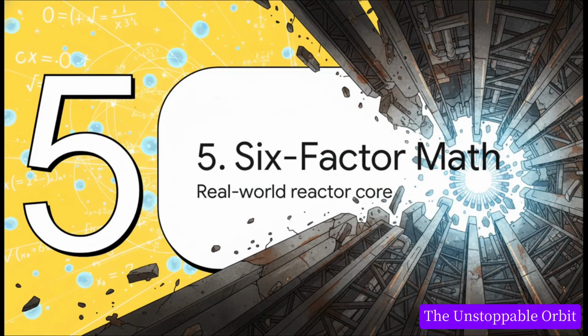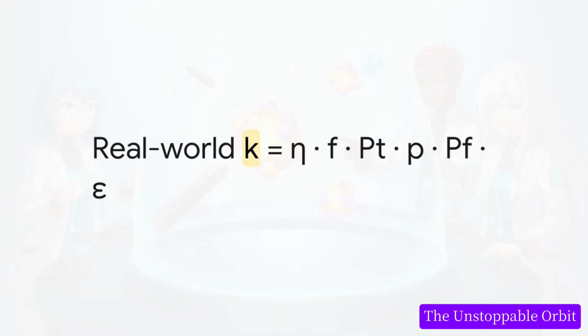Moving right along to part 5, the 6-factor formula. But we obviously don't build theoretical infinite reactors in the real world. We build physical ones out of concrete and massive steel walls, which brings our theoretical math crashing right back into reality. So here is the fully expanded 6-factor formula. And you'll probably notice it looks exactly like the 4-factor version we just looked at, but with 2 very important additions, right smack in the middle, PT and PF.